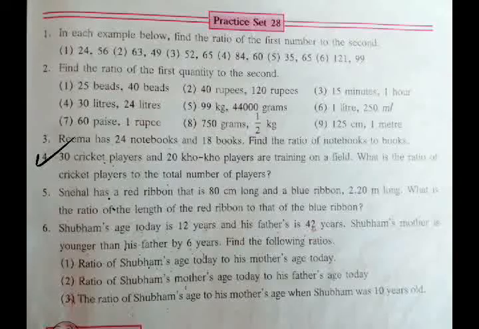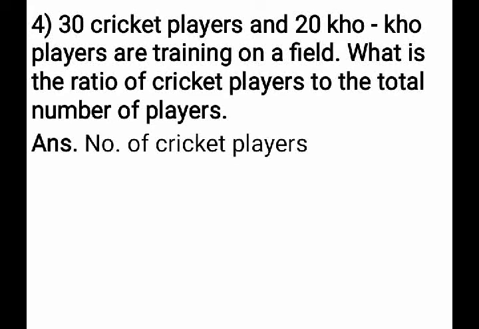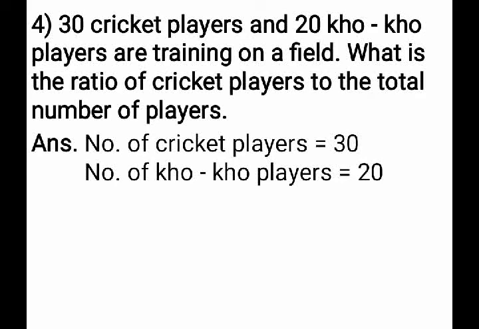Next, 30 cricket players and 20 Kho-Kho players are training on a field. What is the ratio of cricket players to the total number of players? Number of cricket players is given how much? 30. Number of Kho-Kho players is given how much? 20. You have to find the total number of players. If you add the number of cricket players and the number of Kho-Kho players, you will get the total number of players.